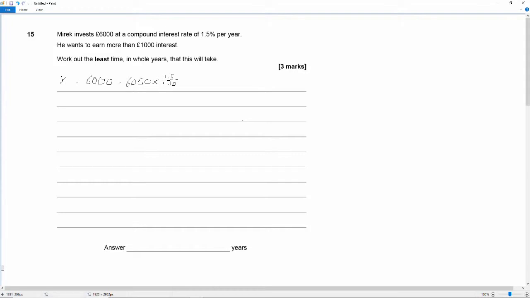So what we can do is, if we factor out the 6,000s just to make life easier, we can say year one is actually £6,000 into, so 6,000 divided by 6,000 is 1, plus 6,000 times 1.5 over 100 is just 1.5 over 100. And 1.5 over 100, we just move the decimal point 2 places to the left, so that's 0.015. So year one is actually 1.015 times 6,000.